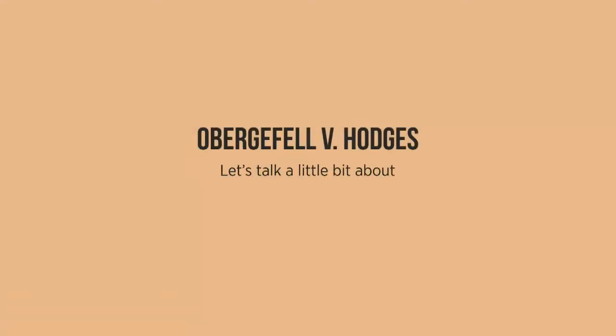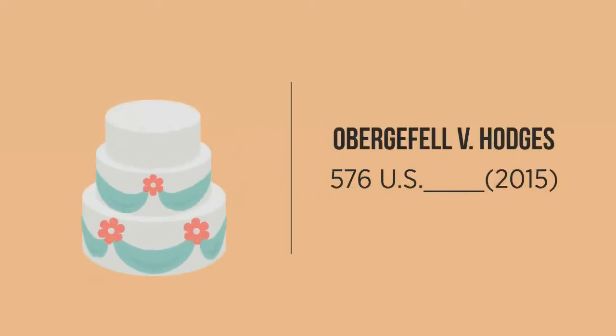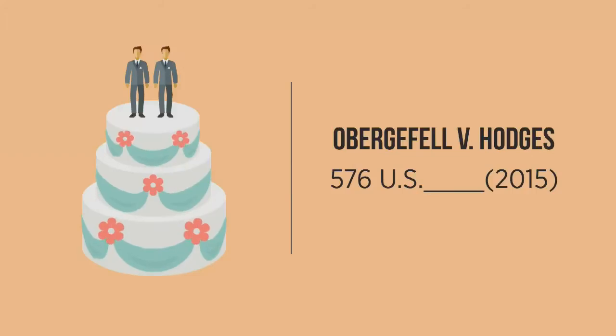Let's talk a little bit about Obergefell v. Hodges, where the Supreme Court said the Due Process Clause means same-sex couples have a constitutionally protected right to get married. To really understand the decision, you need to know at least a little bit about the Due Process Clause, so we'll start with that.